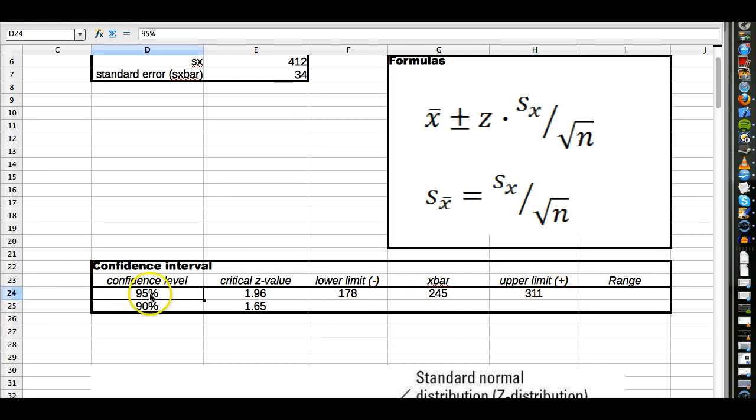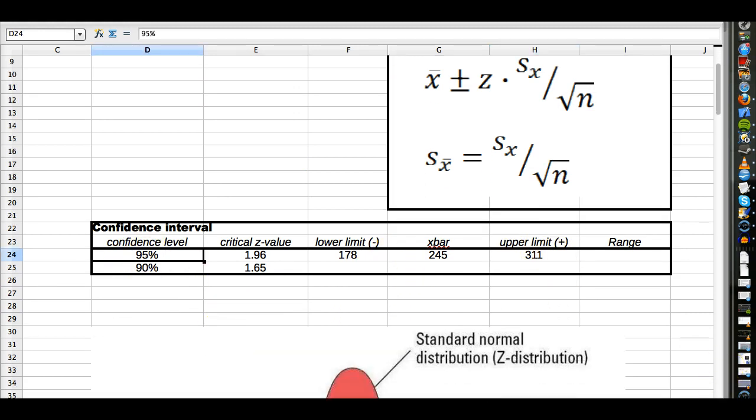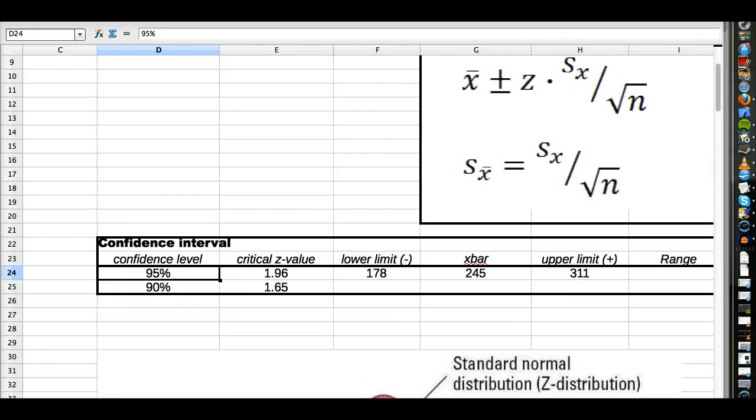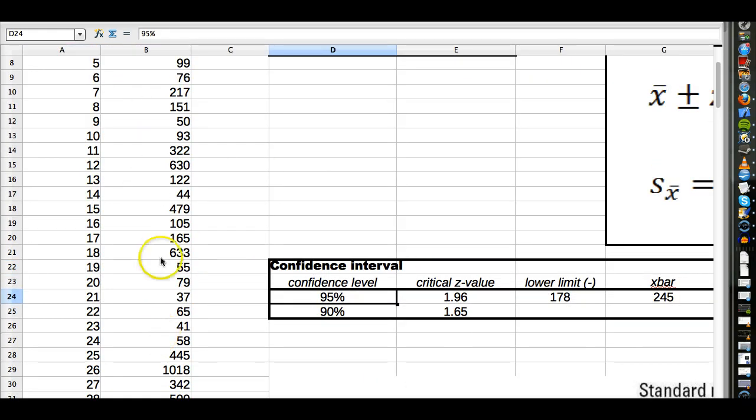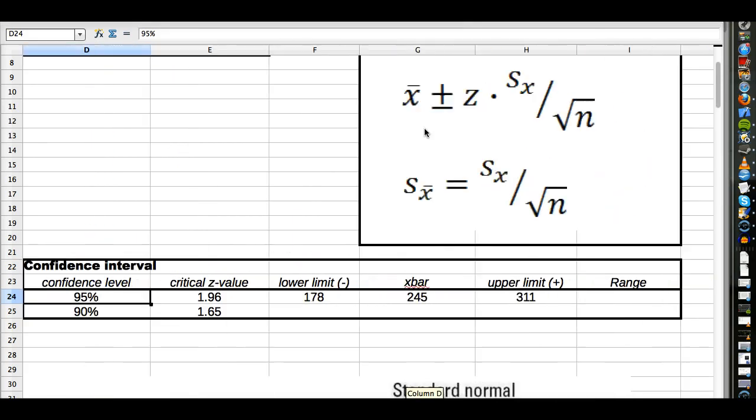Now, what does this confidence level mean? Let's think about that. A confidence level of 95% means that if I conducted my sample over and over again, 100 times, I can say that in 95 of these 100 times, we would get an average that was in between these two numbers here. So our average would in 95 out of 100 times fall within this limit.